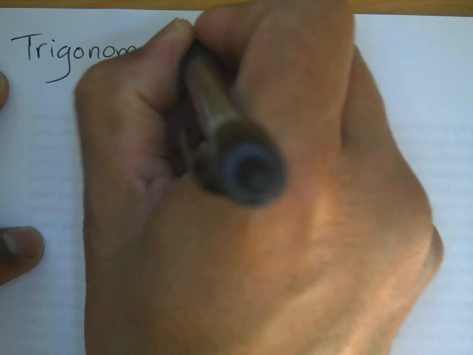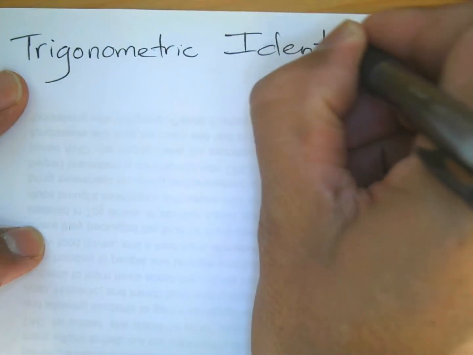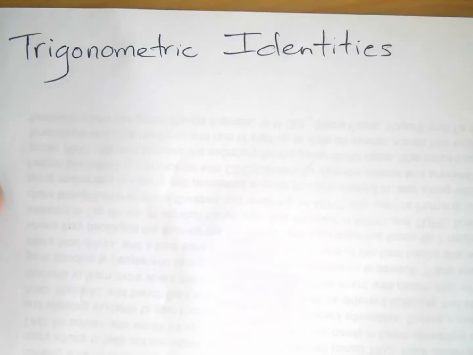Okay, the notes on trigonometric, which we just say trig for short, like trig, right? But trigonometric identities. All right, here is the notes.